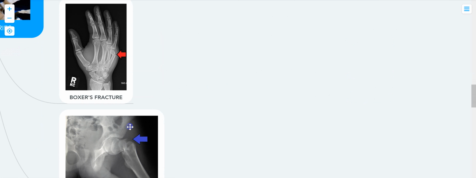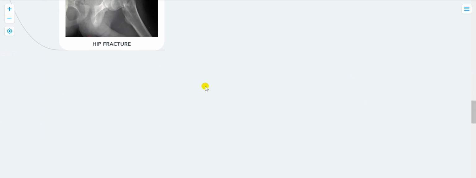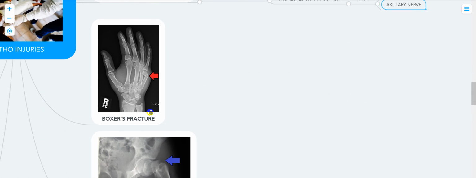Now we're going to talk about the Galeazzi. Let's see what else. Boxer's fracture. What is it? Usually caused by punch misses, hits wall. How does that present? Fracture of 4th and 5th digit. How do you diagnose that? By x-ray, you see that 4th and 5th digit. How do you treat that? Casting.